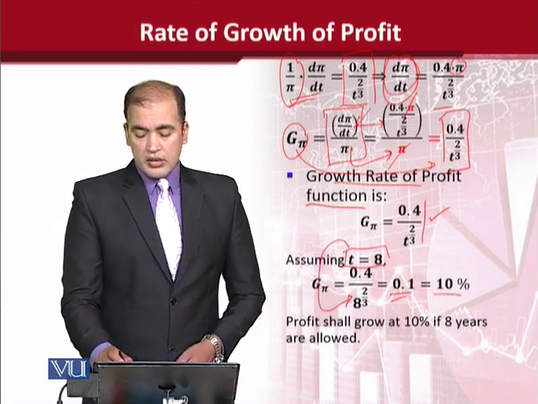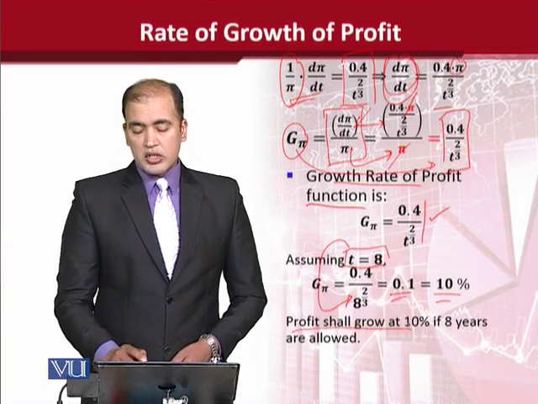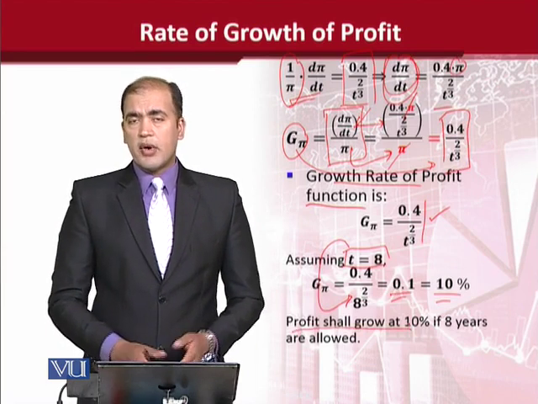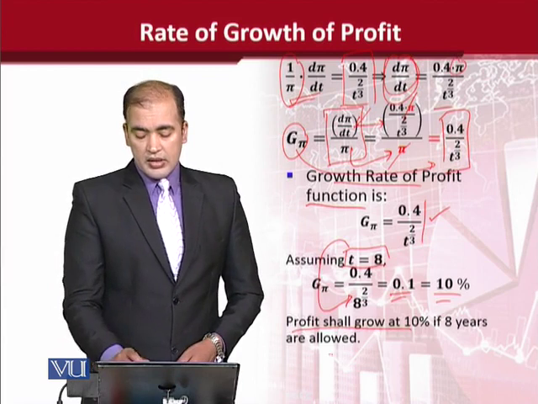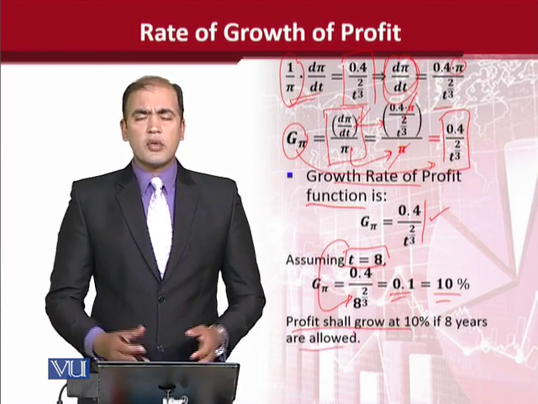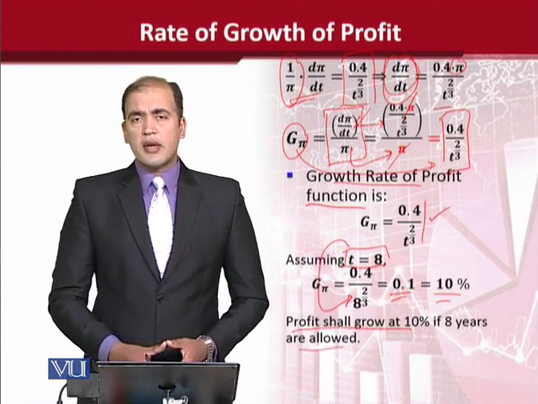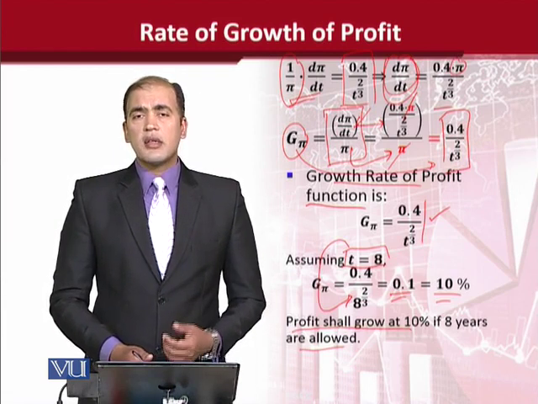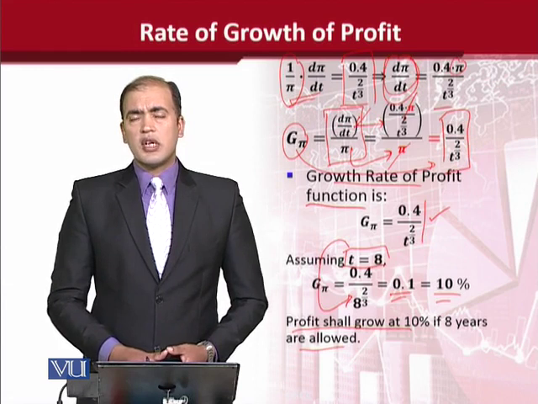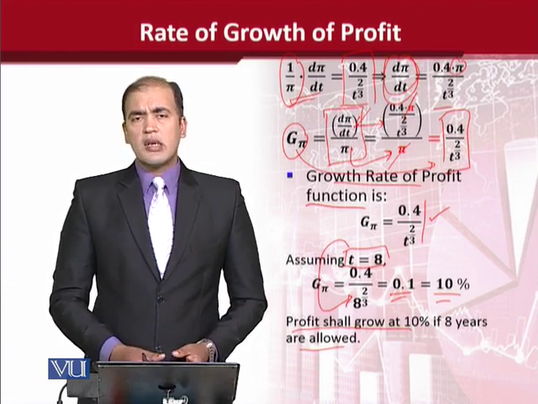So what I can observe is that the profit shall grow at 10% per annum if 8 years are allowed to pass. So in this way, we can calculate the growth rate of the profit function, which can be another interesting variable for the entrepreneur to make decisions about the level of production.